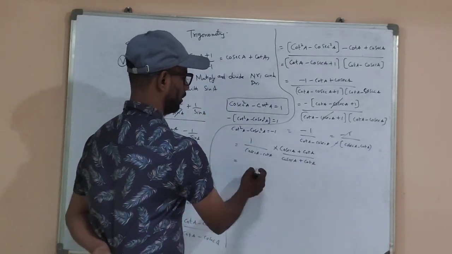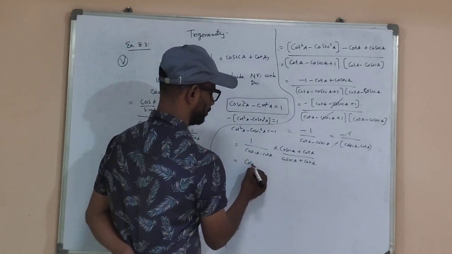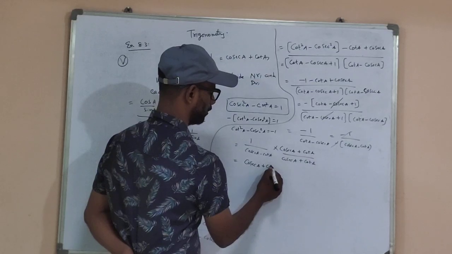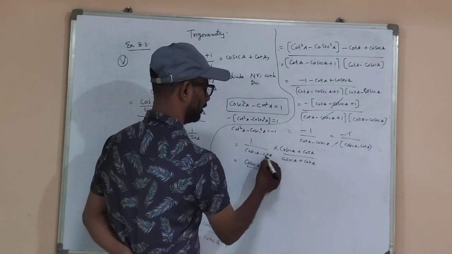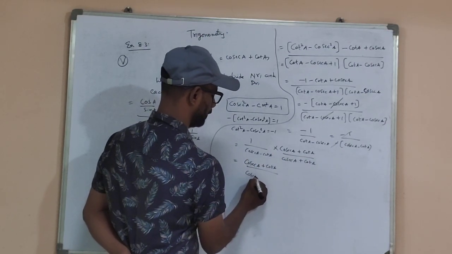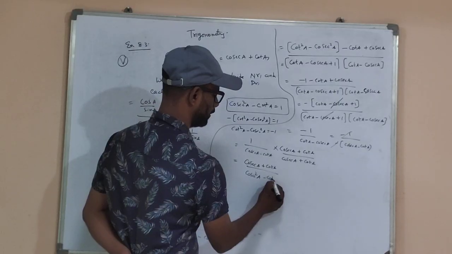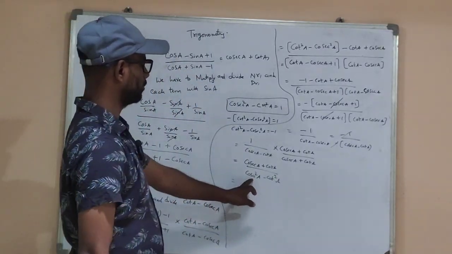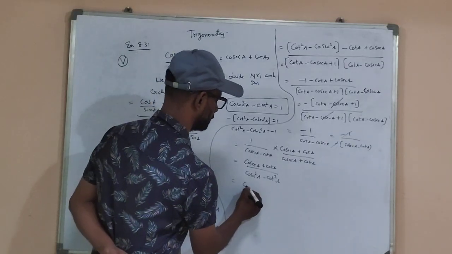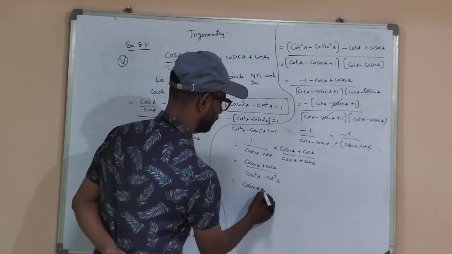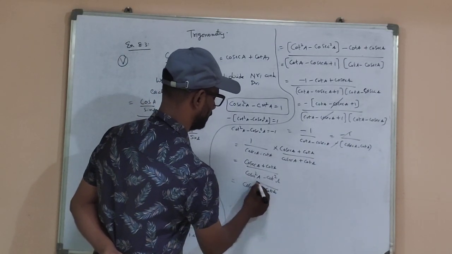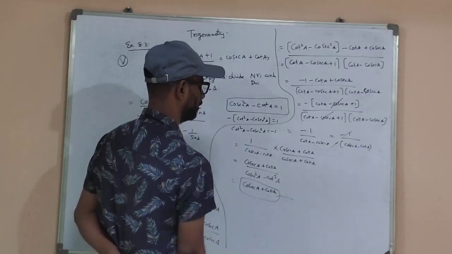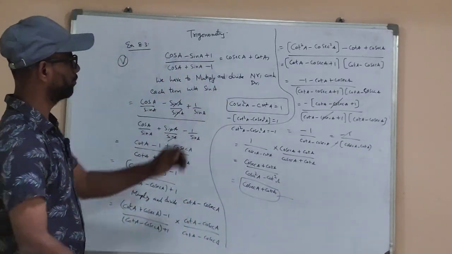Okay, so numerator into numerator by denominator into denominator: cosecant A plus cot A by, A plus B into A minus B, A square minus B square. So finally cosecant square A minus cot square A is 1. So cosecant A plus cot A is the final answer. So this is what we have to prove.